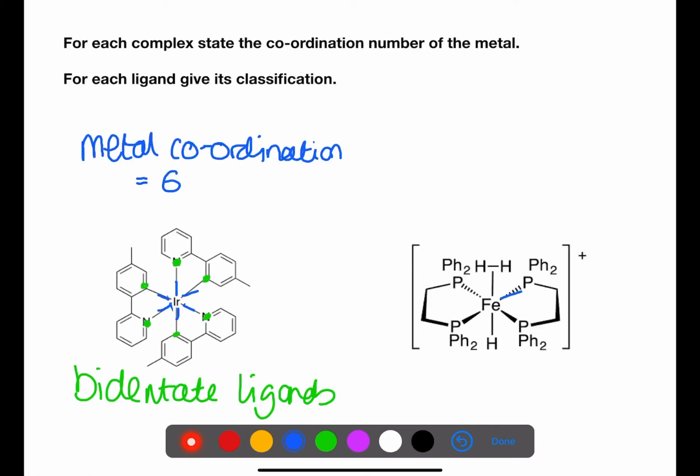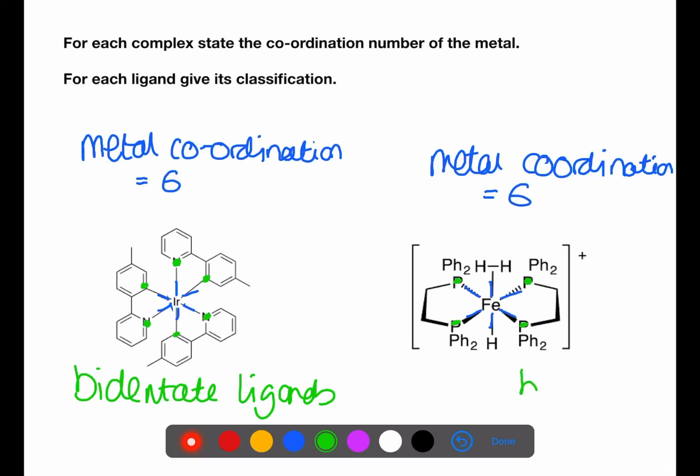In this iron example, iron is forming 6 bonds. This means the metal coordination number is 6. We can see that the ligand on the left and the right hand side is bonding through 2 atoms. This makes that a bidentate ligand. The hydrogen ligands are bonding through 1 atom and are therefore monodentate ligands.